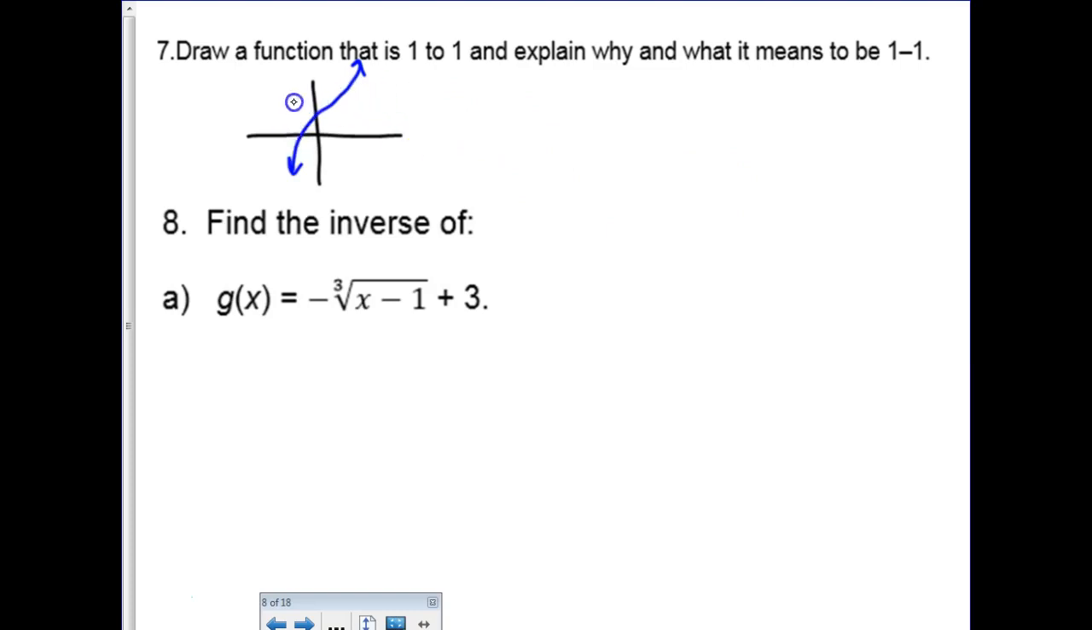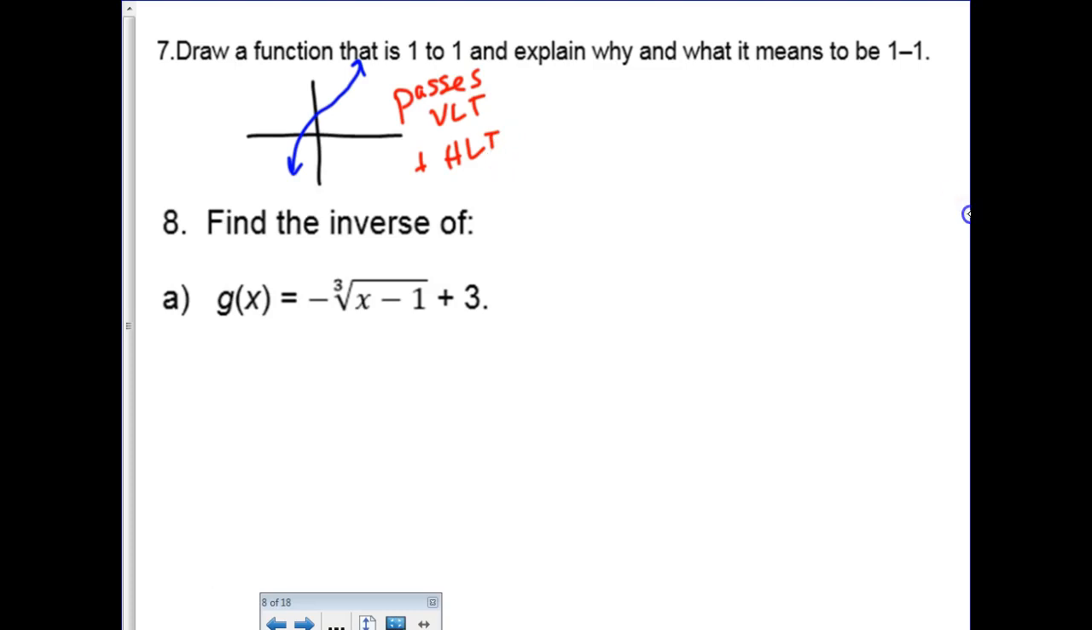But since the original one passes the vertical line test, that means the original is a function. And since the original also passes the horizontal line test, that means its inverse would be a function. So when you have a 1-to-1 function, the easiest way to test for it would be to apply the horizontal and vertical line test. And then what that means is the original is a function and the inverse to that is also a function.